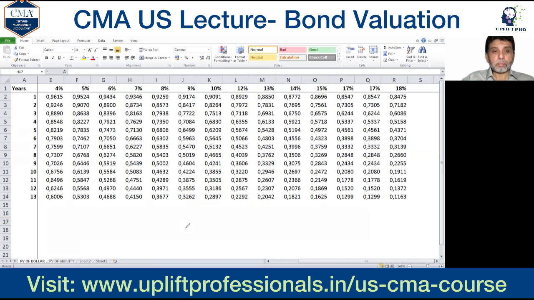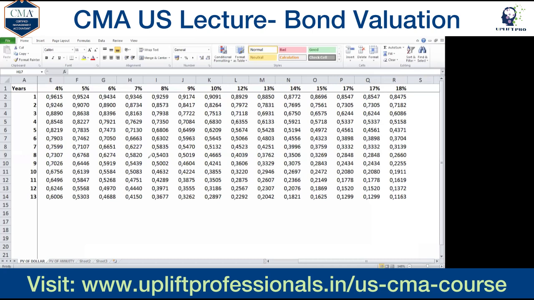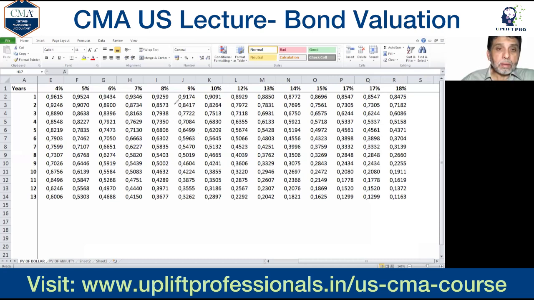Akila, which value will you take for the present value of the maturity amount of 100,000, which you'll get after 5 years? So 0.68. Yes. 8% for 5 years. 0.68. Multiply this into 100,000.